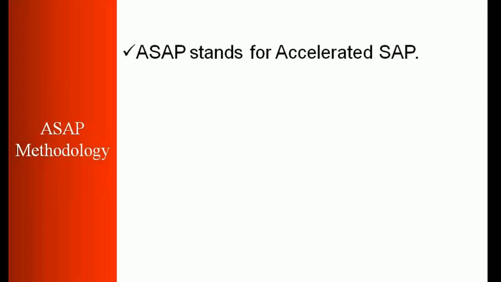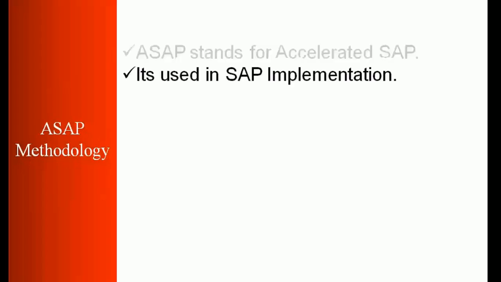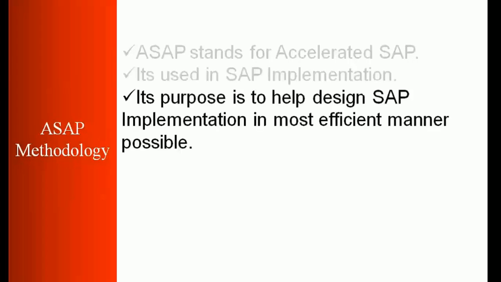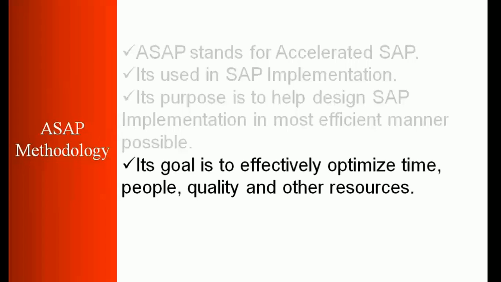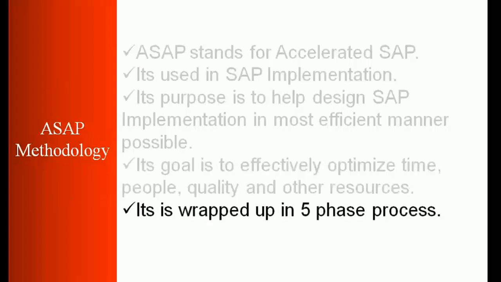So first, some theory. ASAP stands for Accelerated SAP. Okay, that's what ASAP stands for. It is used in SAP implementation. Its purpose is to help design the SAP implementation in the most efficient manner possible. Its goal is to effectively optimize time, people, quality, and other resources. It is wrapped up in a five-phase process. Okay, so what are the five steps of the five-phase process?